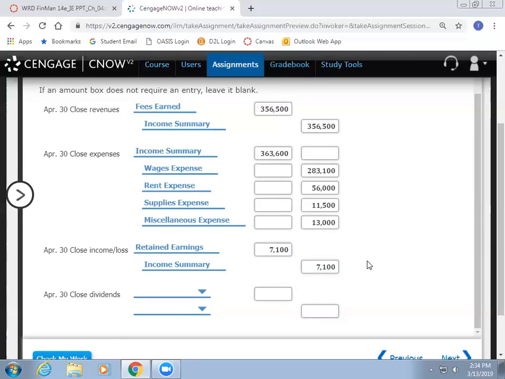And we'll see this on the next one, but if we had a net income, our journal entry would just be flip-flopped, okay? We would debit income summary and credit retained earnings if we had a net income.